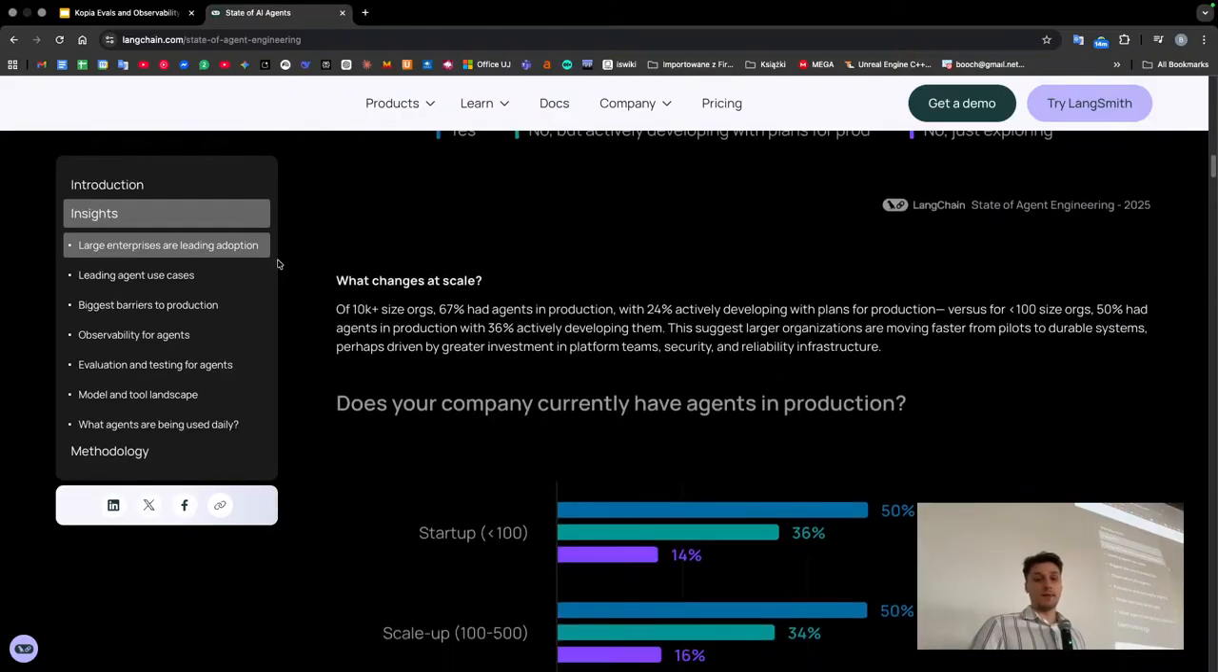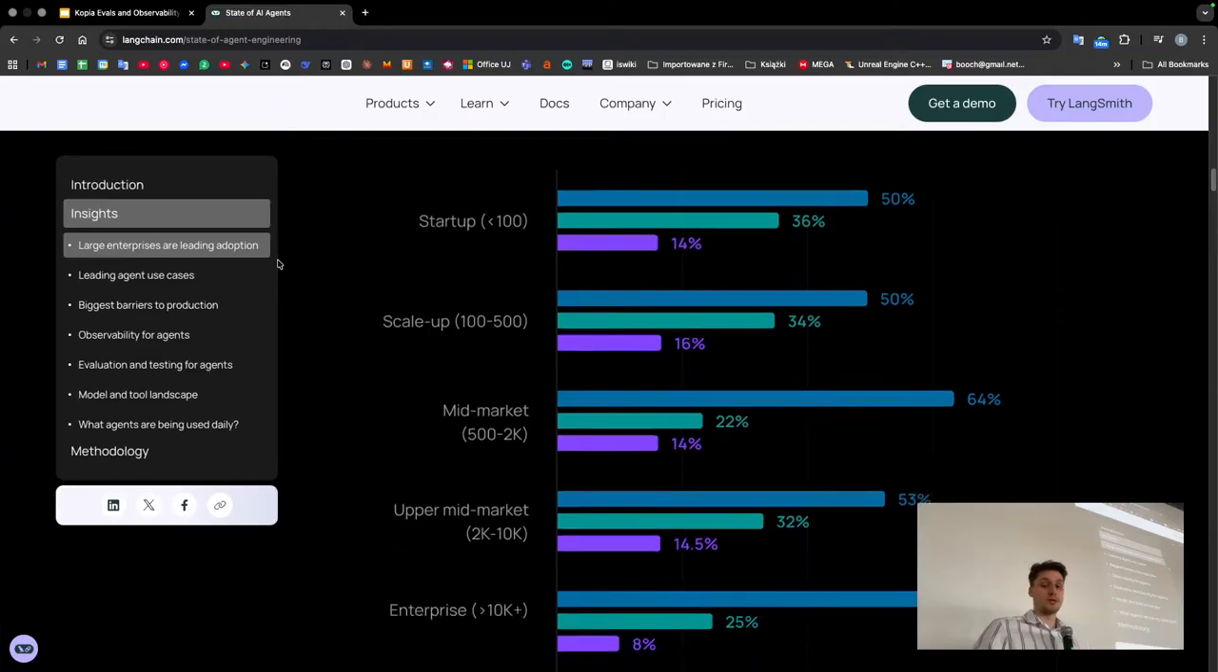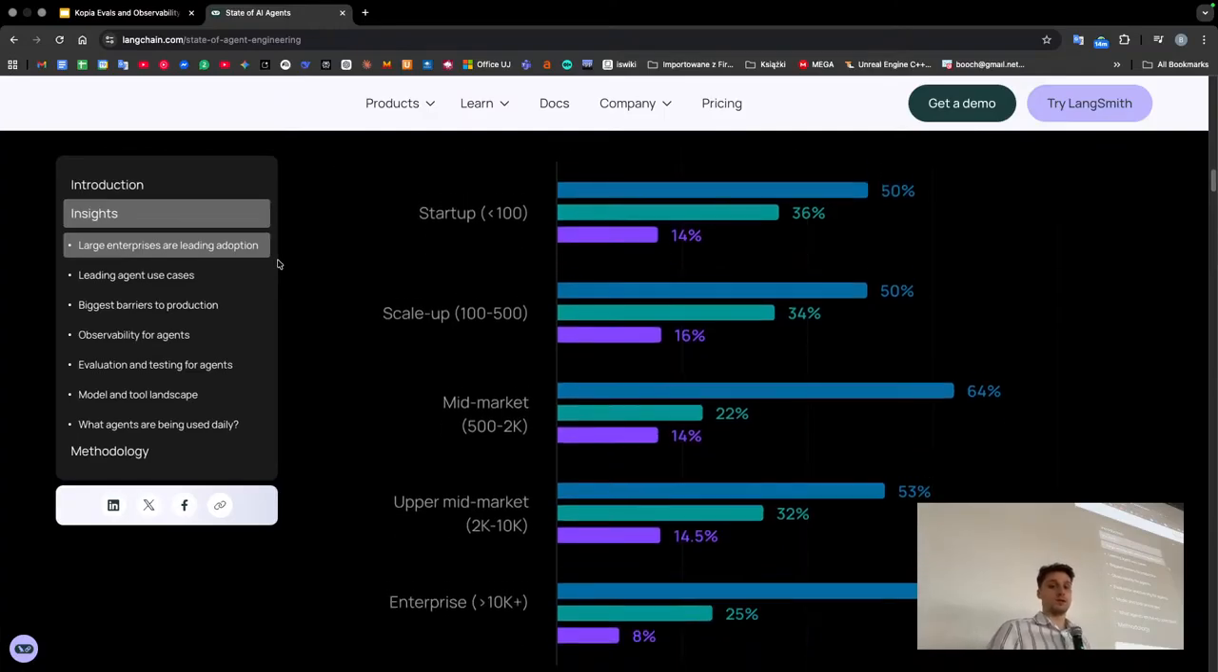Second one: does your company currently have agents in production? And this is kind of interesting. The color is the same: blue is yes, green is maybe or not right now, and pink is no. I would say it's really interesting that startups and scale-ups are not using it very much, but the enterprises are leading. So we see that this is real, and we see how it works.